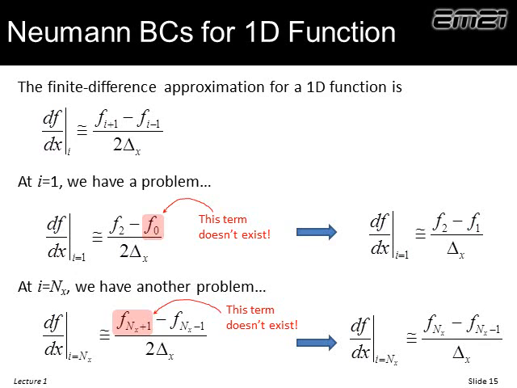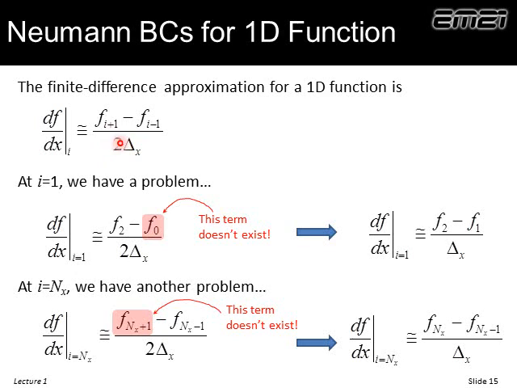So here's the details. We start with our basic finite difference approximation for a co-located grid. We're not on a Yee grid now. The first order derivative in the x direction is the function value from the next cell minus the function value at the previous cell, divided by 2 times the grid spacing.